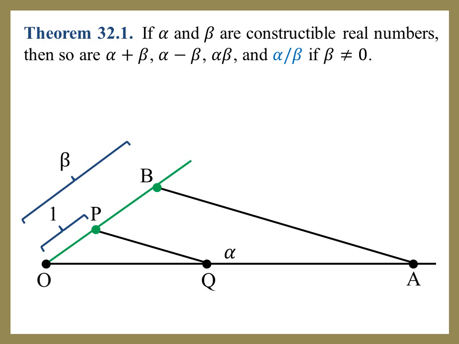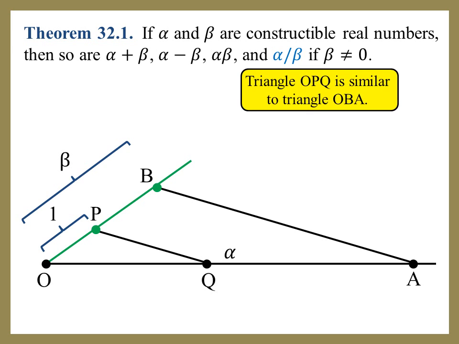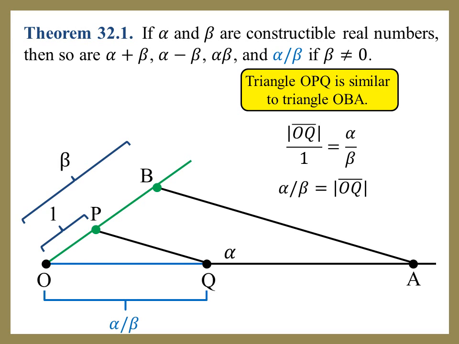We again use a similar triangle argument. Triangle OPQ is similar to triangle OBA. Therefore, the length of line segment OQ divided by 1 equals alpha divided by beta. Hence, alpha divided by beta equals the length of line segment OQ. This gives the desired result.